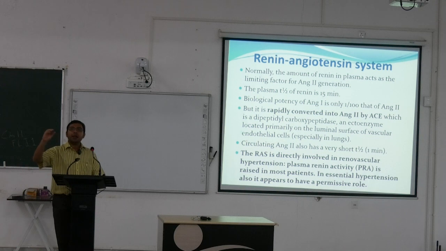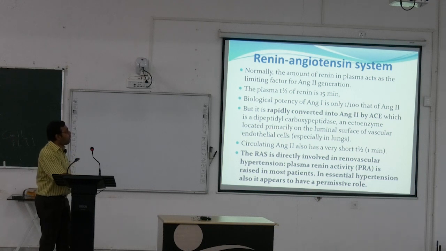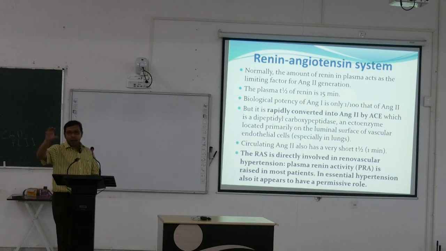Pressor substance means that it increases the blood pressure. Angiotensin 2 is the main pressor substance. Angiotensin 1 is rapidly converted to angiotensin 2 by angiotensin converting enzyme. This enzyme is basically a dipeptidyl carboxypeptidase. It is an ectoenzyme located primarily on the luminal surface of vascular endothelial cells, especially in the lungs. So remember, in the lungs there is vascular endothelium, and from this endothelium angiotensin converting enzyme is secreted.